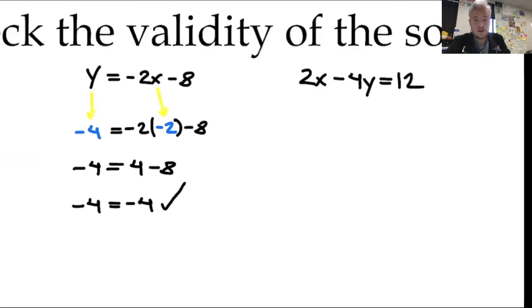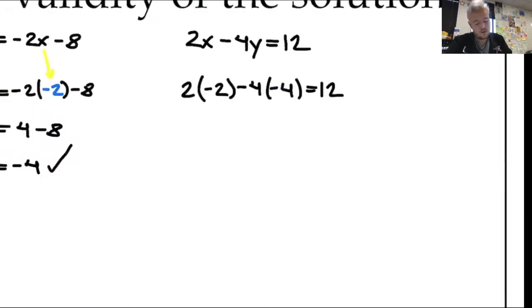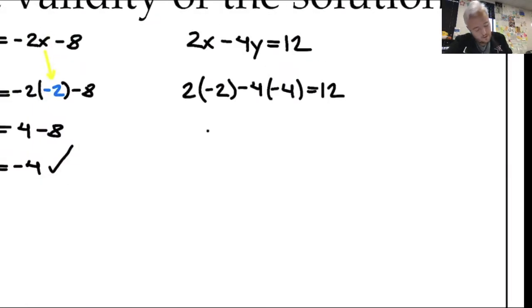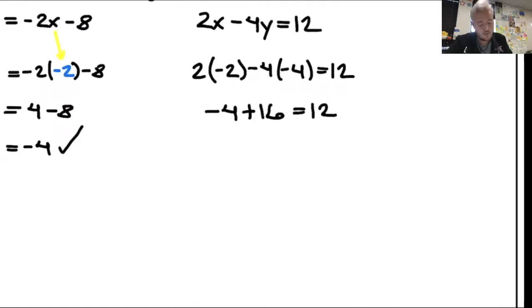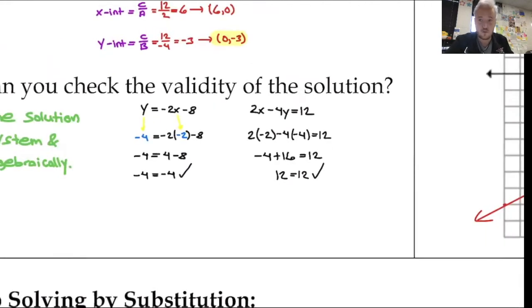All right, so same idea here. I'm going to plug in the coordinate. So 2(-2) minus 4(-4) equals 12. So 2 times -2 gives you -4. Then -4 and -4, when you multiply, give you +16. So when you do -4 plus 16, you get +12. So the solution works for both of them, which means it is a valid solution for the system.